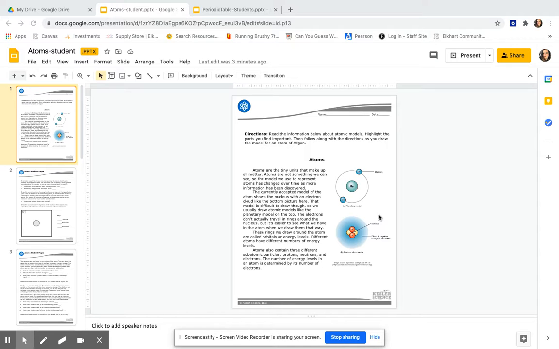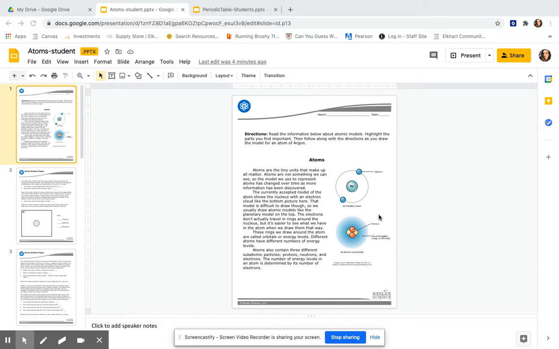Atoms are tiny parts. Atoms are tiny units that make up all matter. Atoms are not something we can see. So the model we use to represent atoms has changed over time as more information has been discovered.